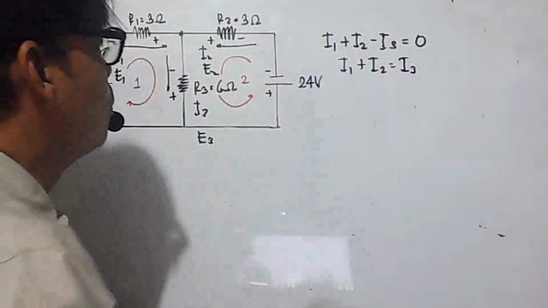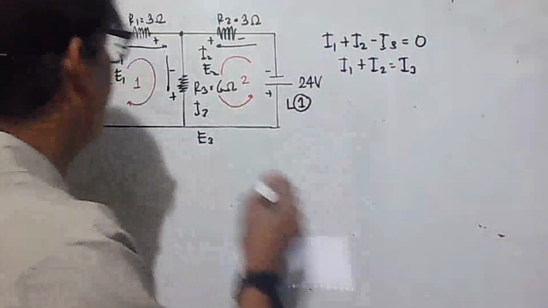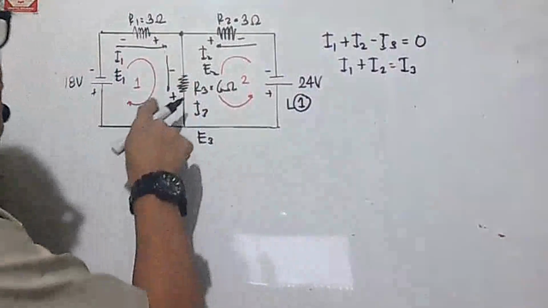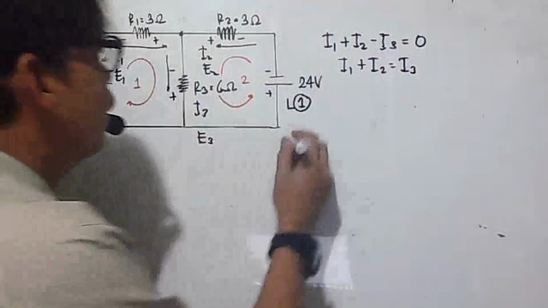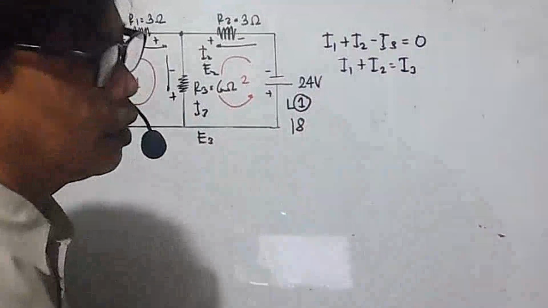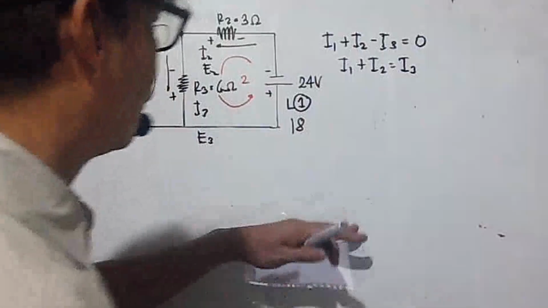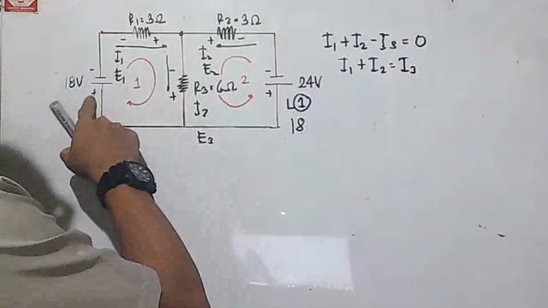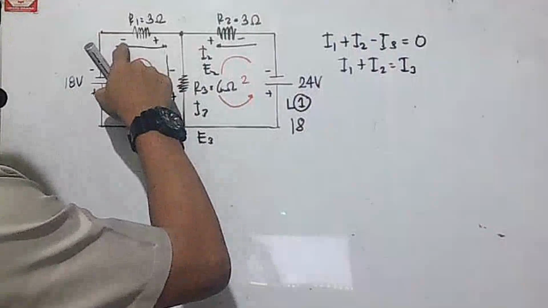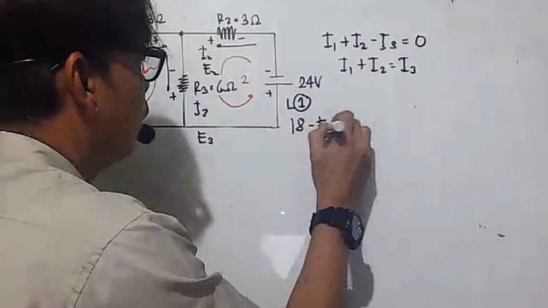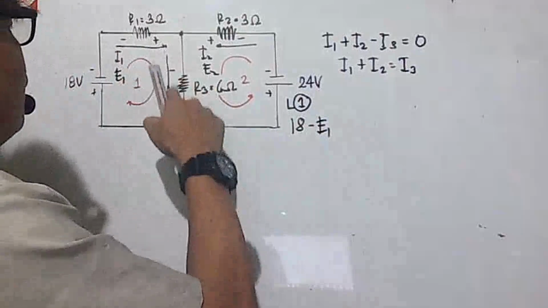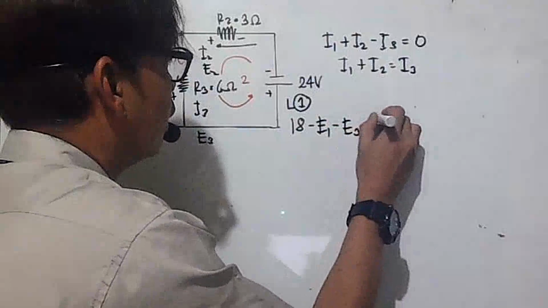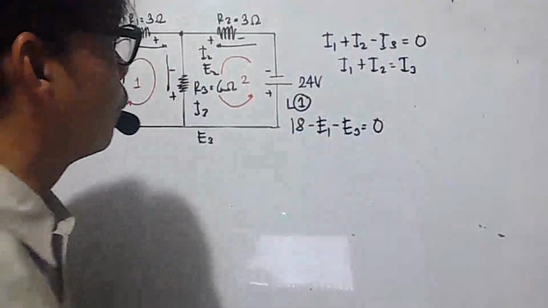Now for loop number 1, this is where we're going to use the charges, positive and negative. Here it hits positive 18, so 18 here is positive. I'll be writing the unit of volts in the final answer only, since we're talking about voltages, so they're all volts. So it's here, it's positive. Then going up there, it's negative, so it is minus E1. Then going down again, it hits negative, so your E3 is negative. So minus E3 is equal to 0. That's your first loop.